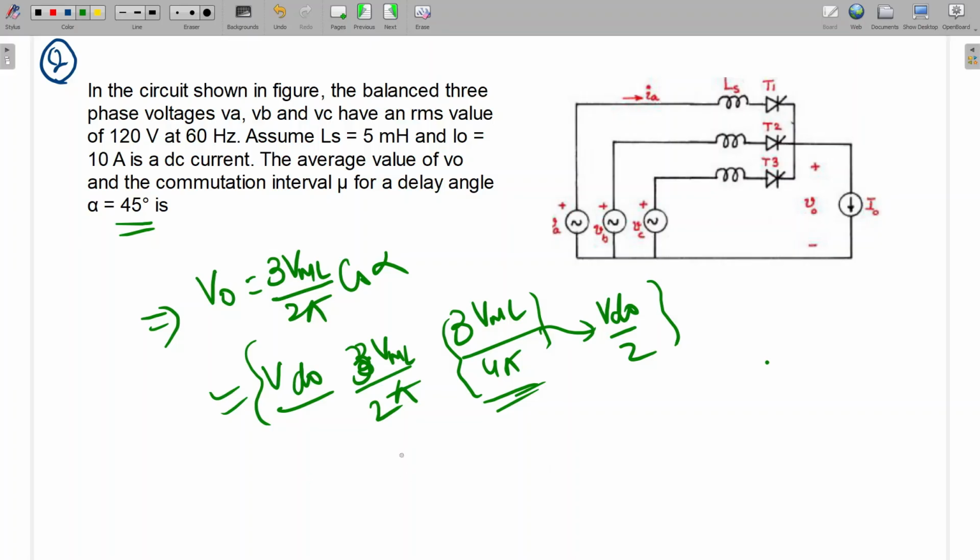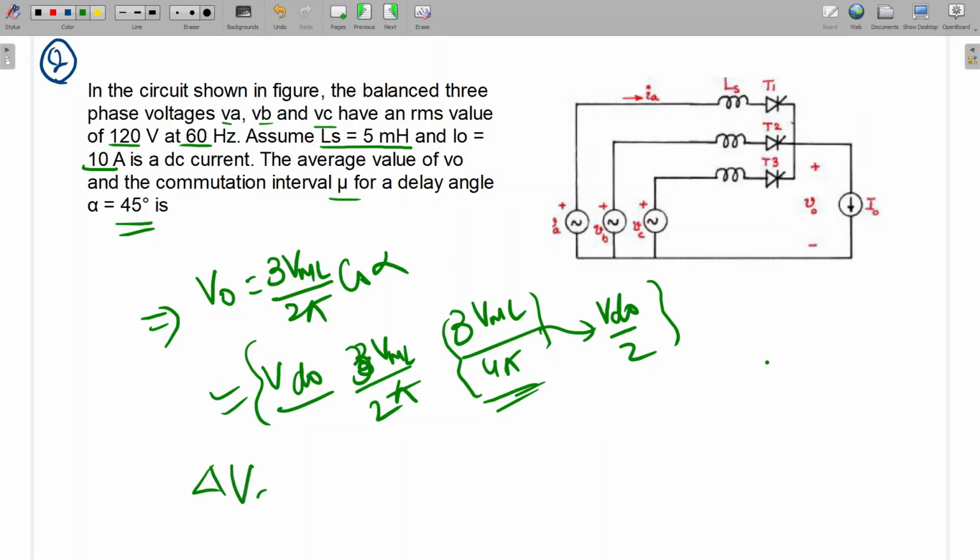So that Vd0 by 2. Already, what is given there? The phase RMS value is given. Phase voltages VA, VB, VC have the RMS value of 120 volt, 60 hertz. LS is 5 millihenry. I naught is 10 ampere. So the average value of V naught and commutation, this we have to calculate.